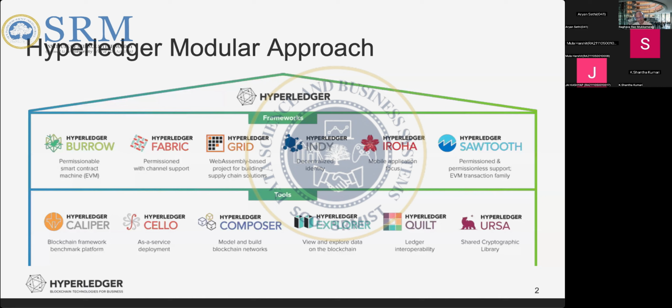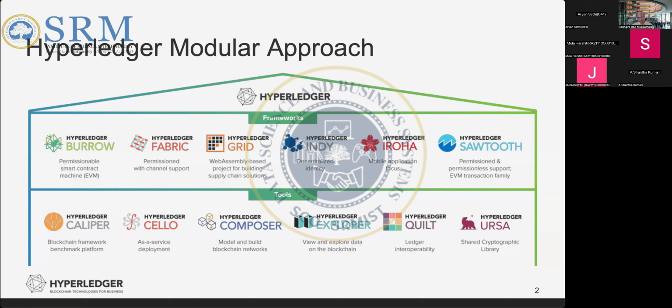Hyperledger follows a modular approach. What does it mean? It has different components. Again, the main purpose is to use it for big solutions between companies, especially for business. The main idea is to go with some kind of component or modular approach so that you can plug and play different components based on your requirements.